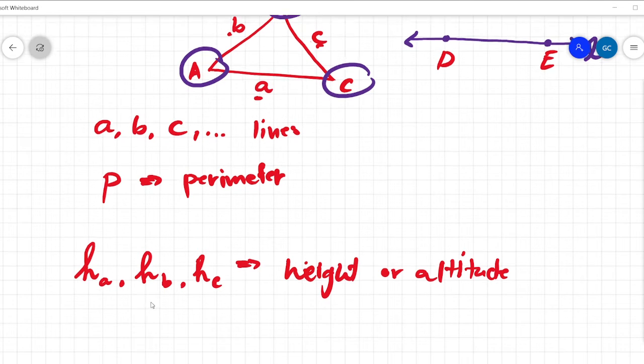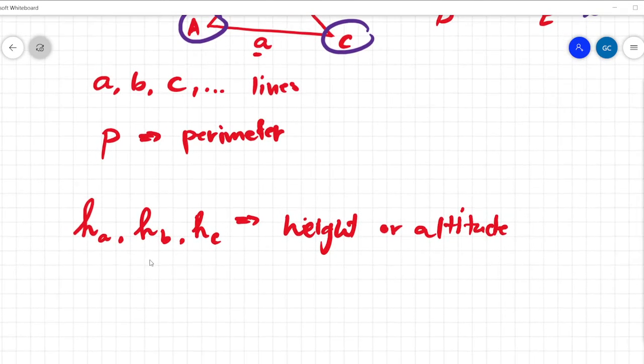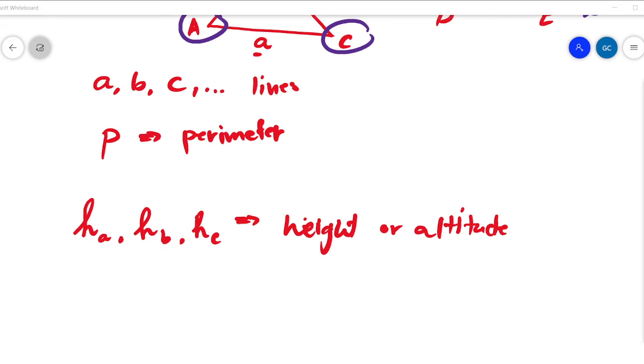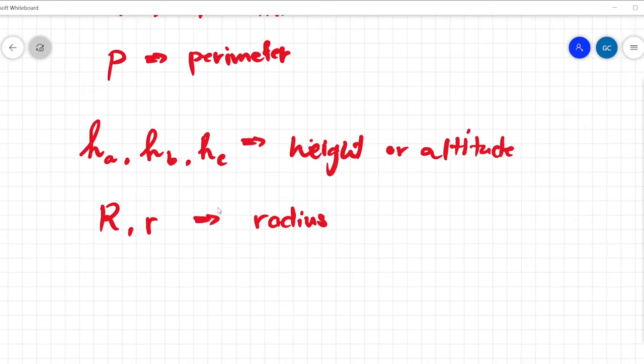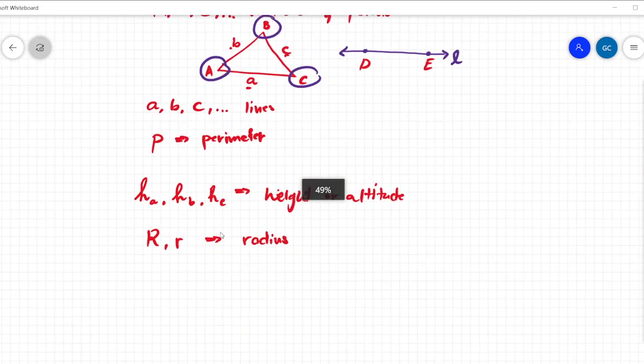Okay. So for the next notation, we also have R, may it be capital R or small letter r. This will signify radius.